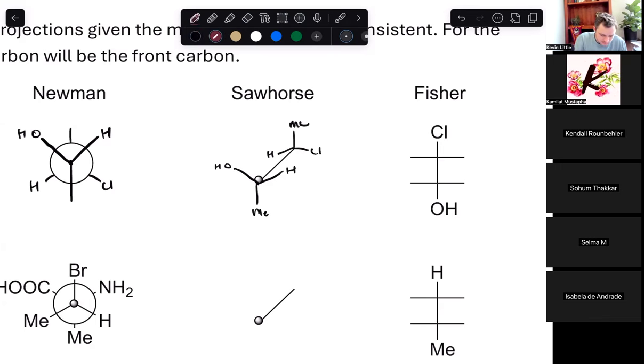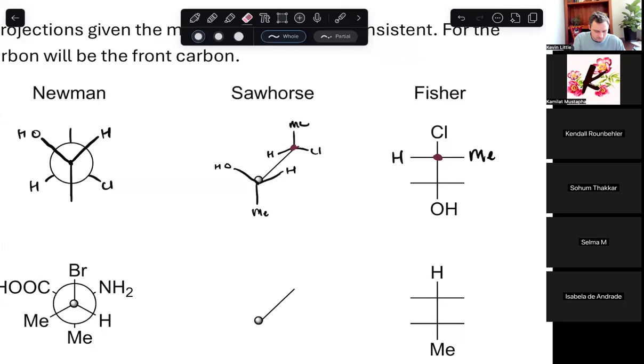Essentially, what I'm doing is I know that this should be the back carbon. So my sawhorse has already written the right orientation. I'm looking at this from the front of the molecule, and I want to make sure I look at it so the chlorine is away from me, it's down. So I'm really looking at it from kind of this angle. I don't know if that's the best drawing. Looking at it from that angle, that puts methyl on my right and hydrogen on my left.